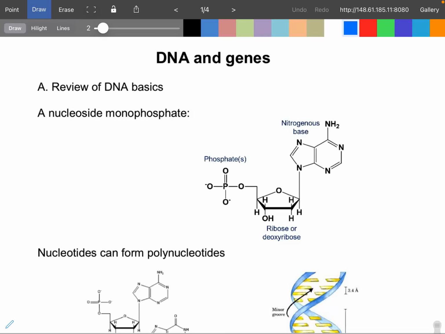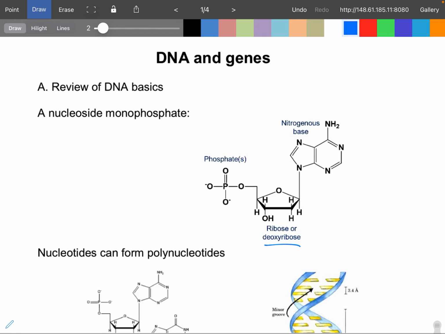So we'll do a quick review over DNA and DNA structure and talk about the structure of genes. And just to remind you what a nucleoside or nucleotide looks like, at the core there is a sugar, ribose, or in this case deoxyribose, since we're going to talk about DNA first.